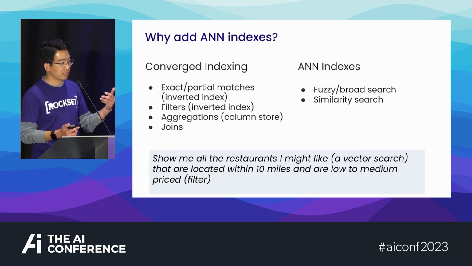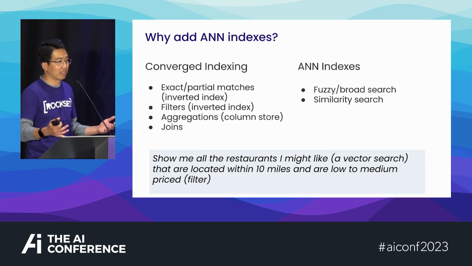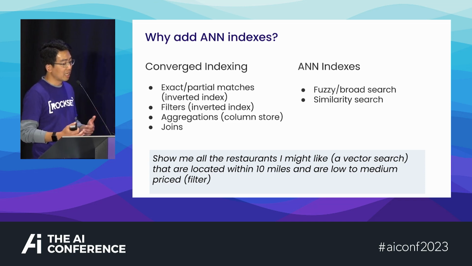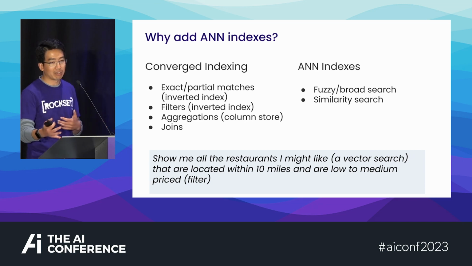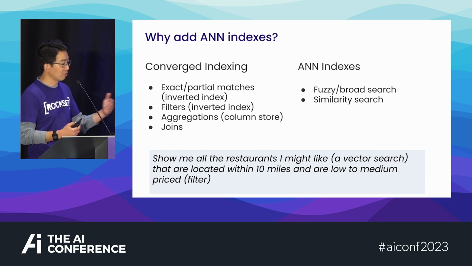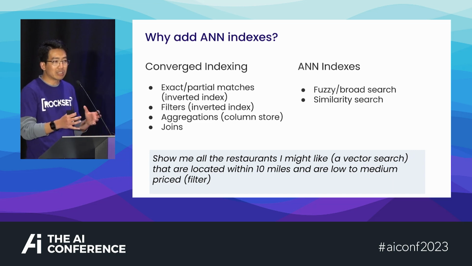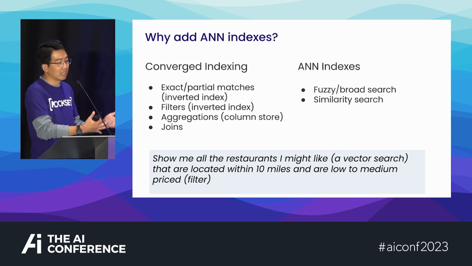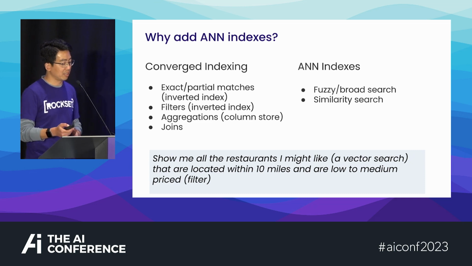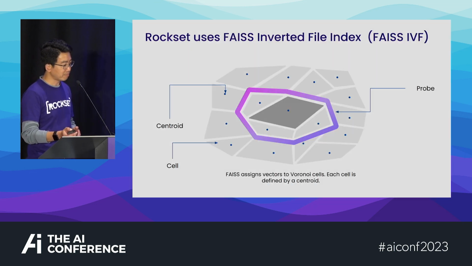So bringing these two ideas together, we might do so in a query like that. This is something that Rockset enables our users to do, which is having a vector search, like show me all the restaurants I might like, right? So that's going to be the vector search portion of it. And I want to do some aspect of metadata filtering alongside that, located within 10 miles of me and low to medium price. So these are the types of queries that we want to power with good performance, and our indexes, the converged index together with the ANN index, would serve this sort of query.